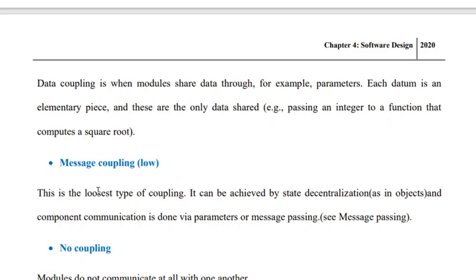Message coupling is the loosest type of coupling. Here two modules interact with each other or depend on each other for messages.